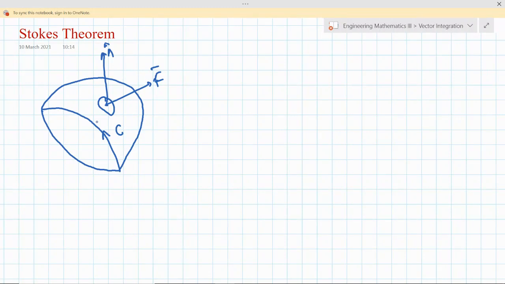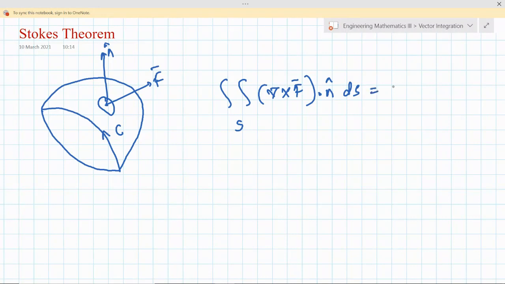So if we just take the surface integral of the normal component of curl of f bar. What is curl of f bar? Del cross f bar. So this is nothing but the surface integral of the normal component of curl of f bar. This is my curl of f bar dot n cap, the normal component of curl of f bar over an open surface.